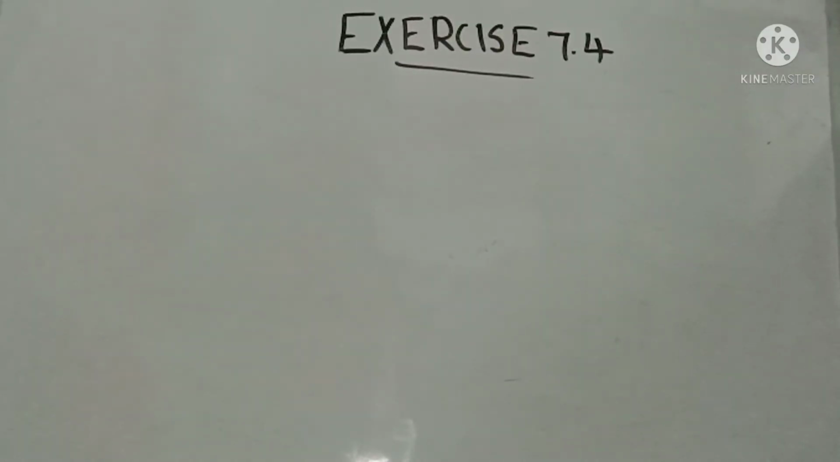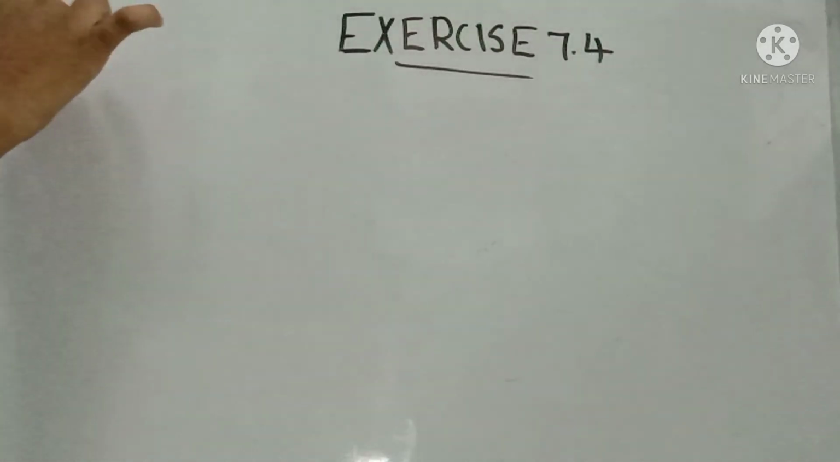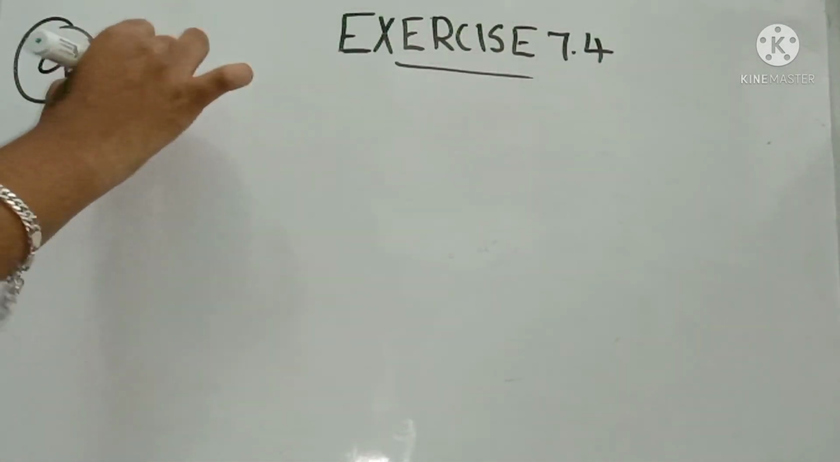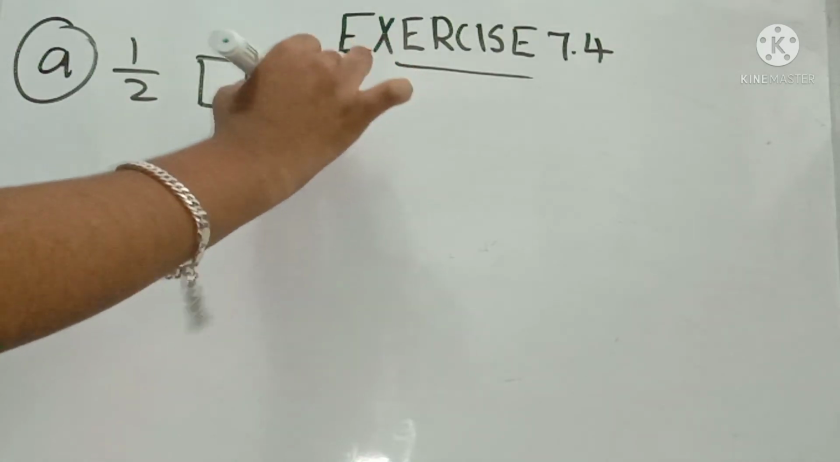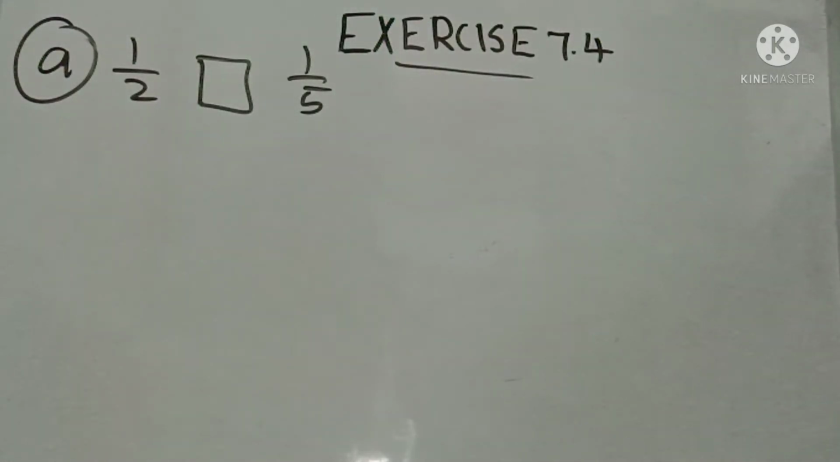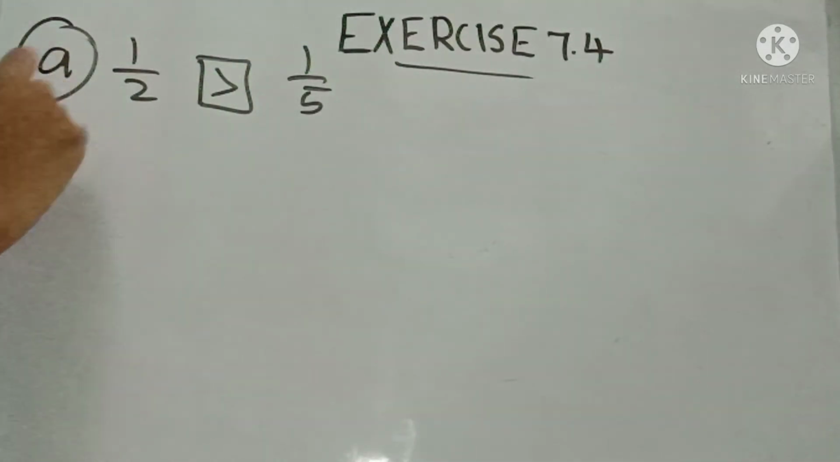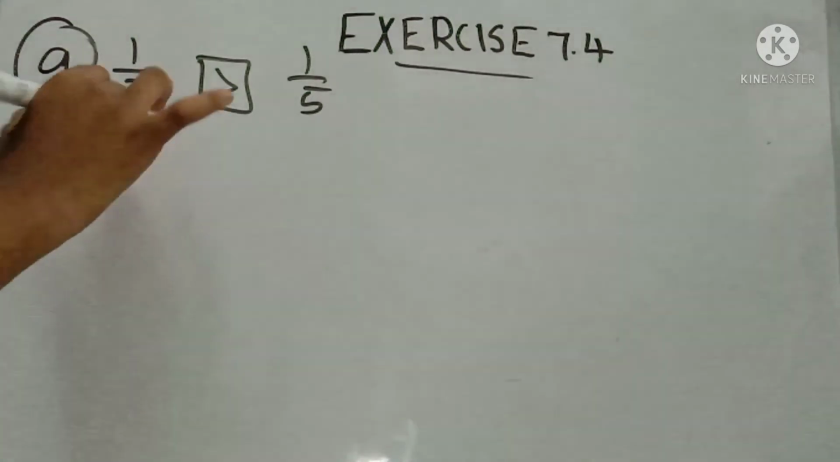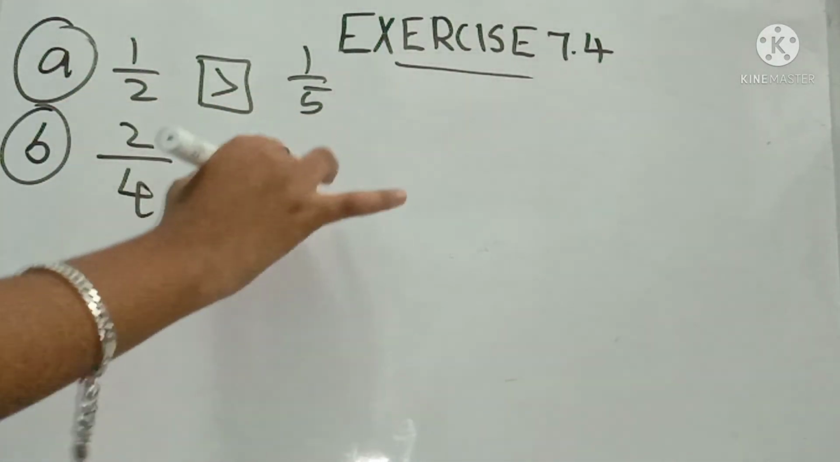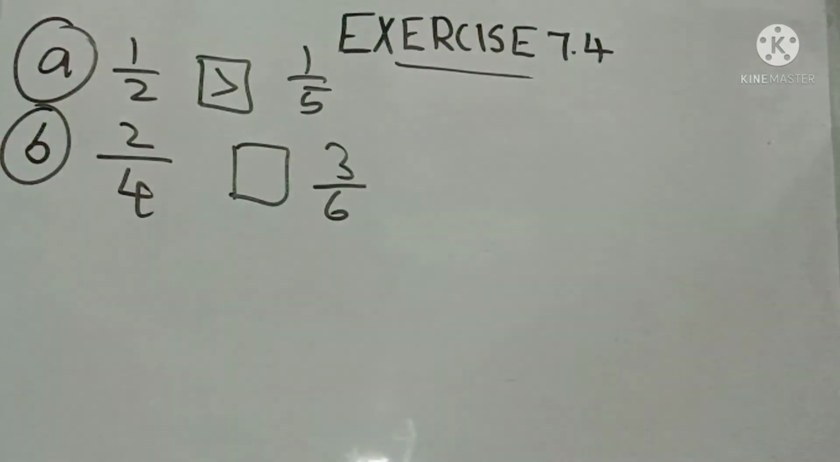So next is the 5th question, that is, how quickly can you do this? Fill appropriate sign. A is 1 by 2 and 1 by 5. Which one is greater? 1 by 2 is greater. B is 2 by 4 and 3 by 6.